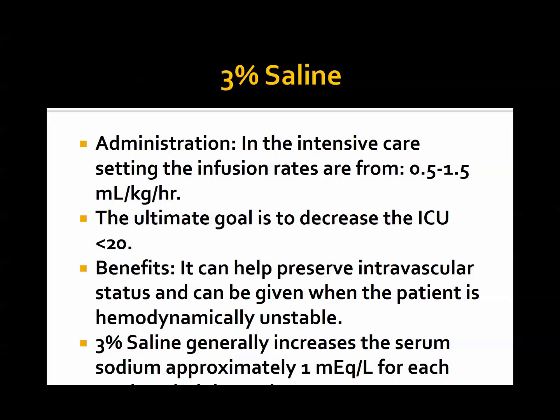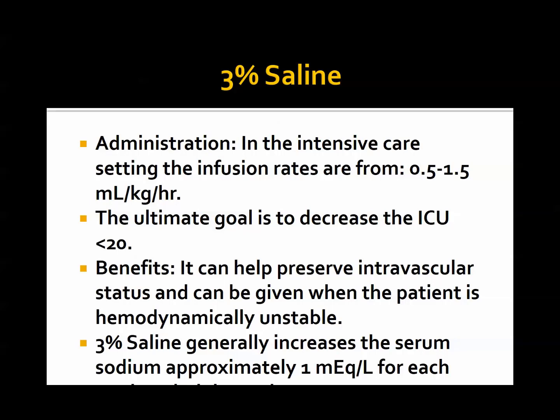Basically it is given as an infusion, and the rates are 0.5 to 1.5 milliliters per kilogram per hour. The ultimate goal is to decrease that ICP, there's a typo there, to less than 20, and again, depending on the provider, it could be even less than 15. So a benefit of using 3% saline would be that it helps preserve that intravascular status, so it can be given when a patient has a low blood pressure. Whereas if you're giving a diuretic, that could be a problem.